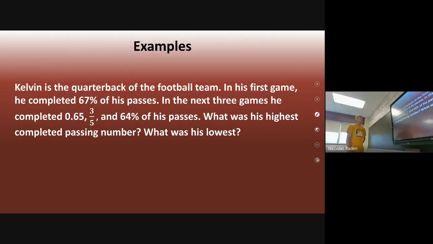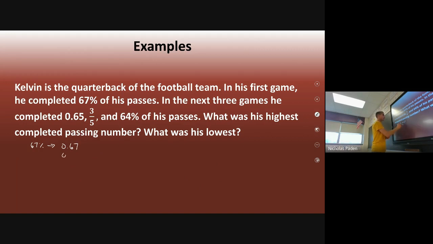Okay, so then our last problem that we will look at is this question. Kelvin is the quarterback of the football team. In his first game, he completed 67% of his passes. The next 3 games, he completed 0.65, 3/5, and 64%. What was his highest completing passes number? What was his lowest? So if I write these out, I've got 67%, which is 0.67.